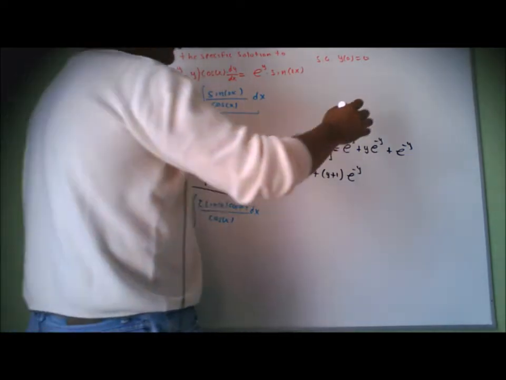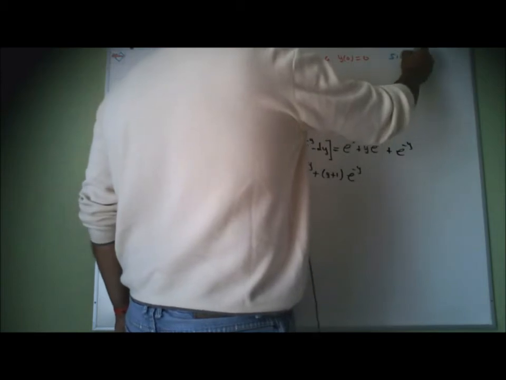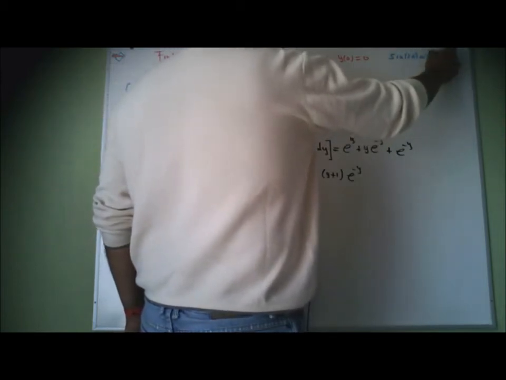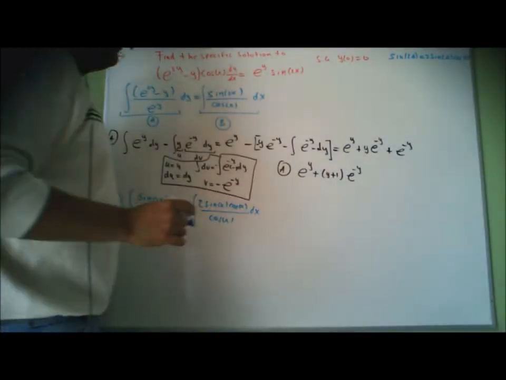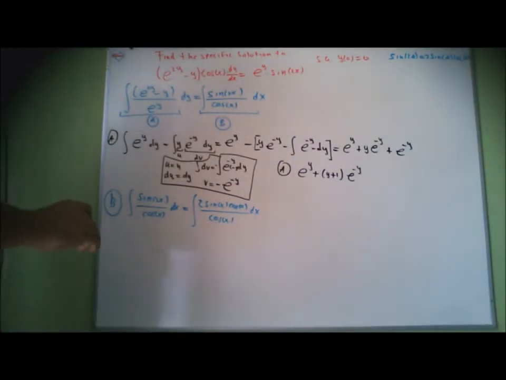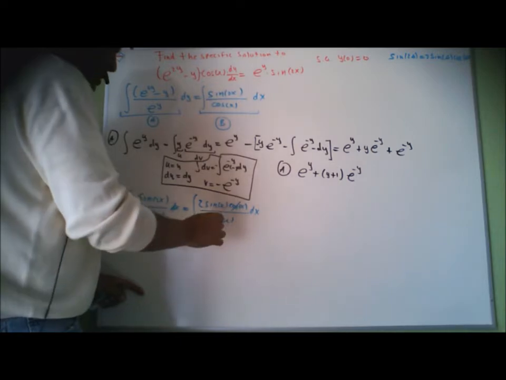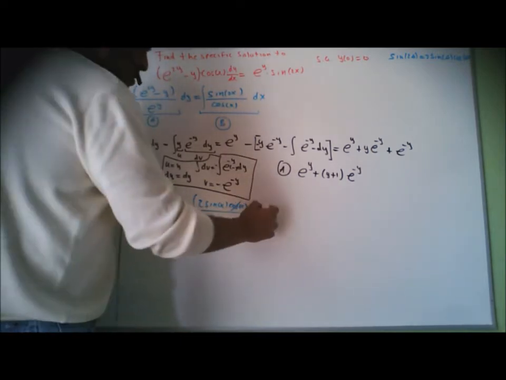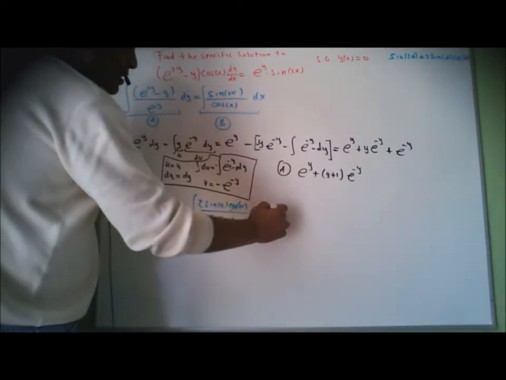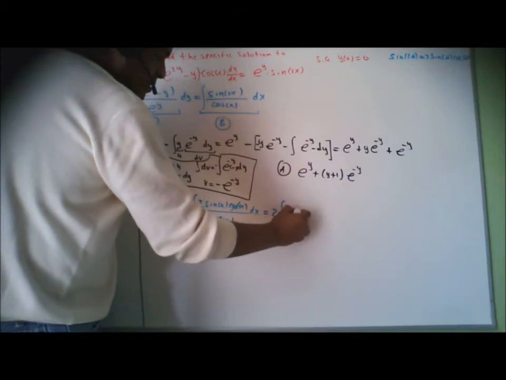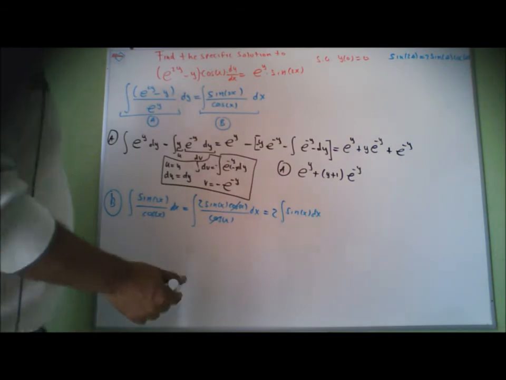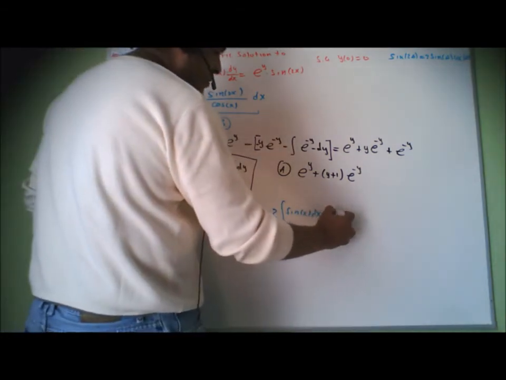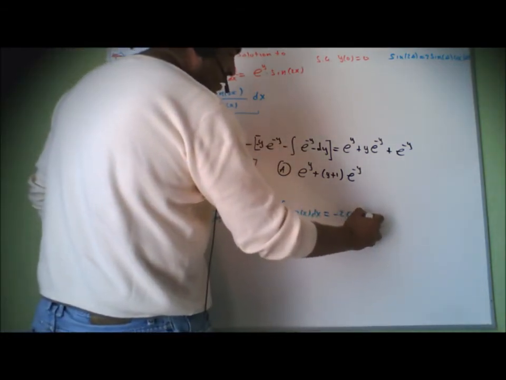So I'm using this formula, sine of 2a is equal to 2 sine of a cosine of a. Alright, so that is the formula. I can see here that this cosine cancels. So the 2, I can take it outside: 2 times the integral of sine of x, differential of x. The integral of sine is minus cosine, so the result is minus 2 cosine of x.